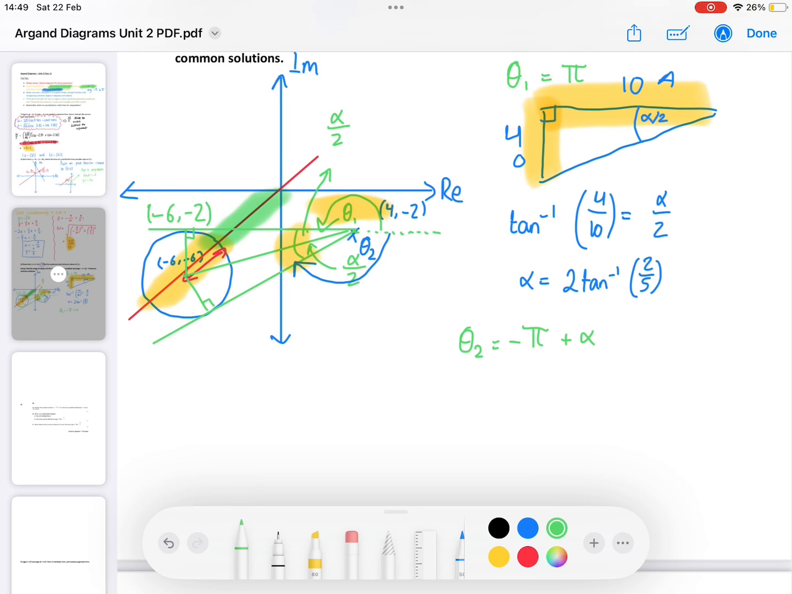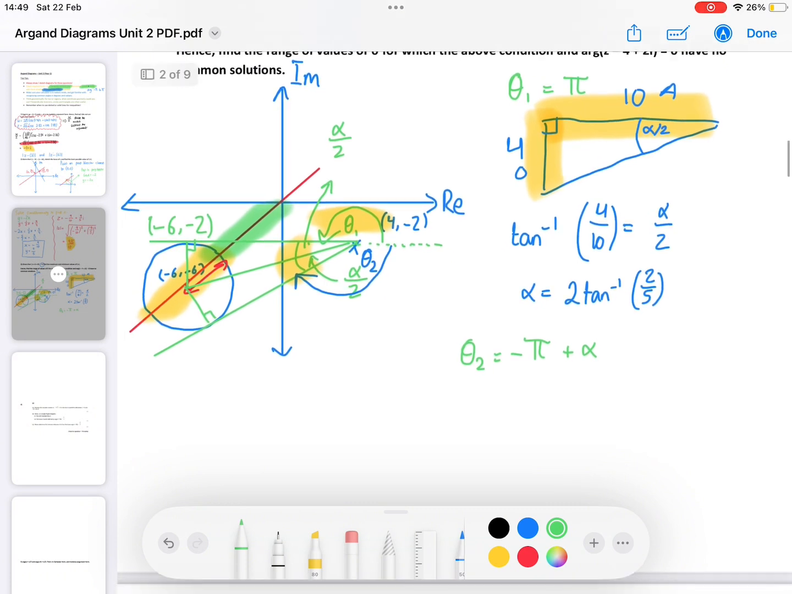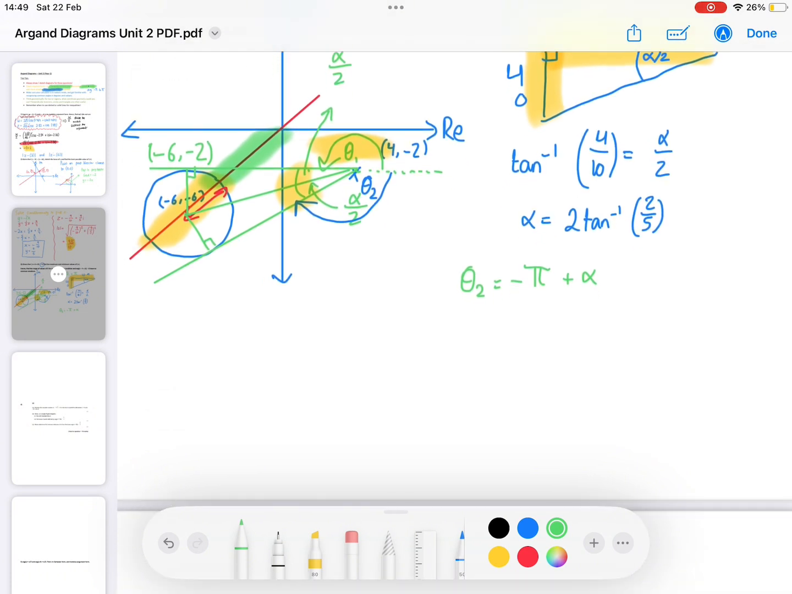So if we work out what those two are, we'll find that outside of that range, there are no common solutions. So just to compute this, inverse tan of 2/5 and multiply that by 2, we have minus pi add 0.76 radians. So that's minus 2.38 radians, to three significant figures.